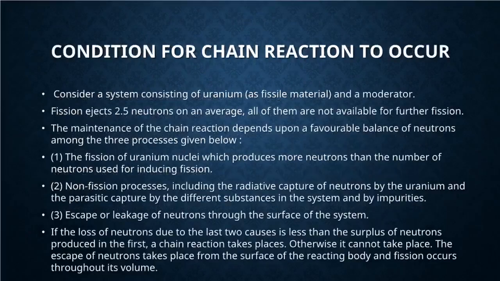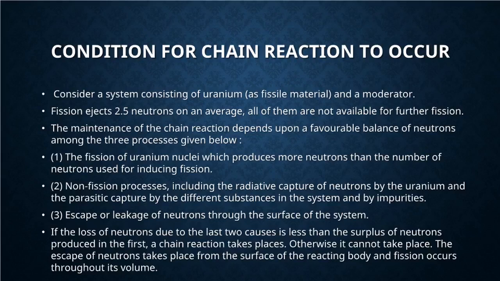There are certain conditions to be satisfied for the chain reaction to occur. Let's consider a system consisting of uranium and a moderator. We know on an average 2.5 neutrons are ejected per fission, but all of them are not available for further fission. The maintenance of the chain reaction depends upon a favorable balance of neutrons, that is, the loss of neutrons must be less than the surplus of neutrons.